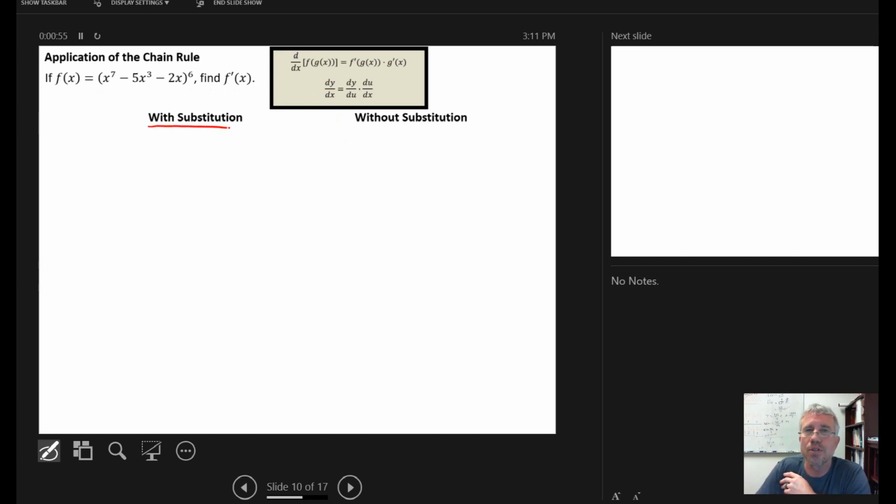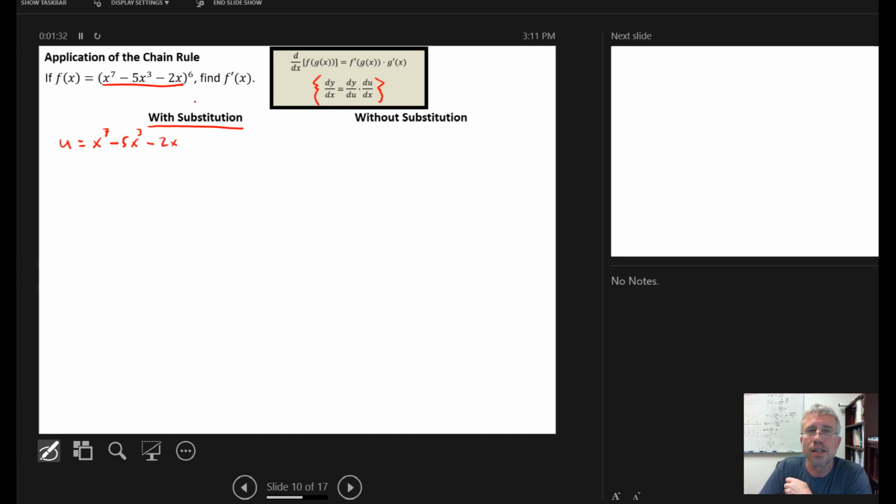If we do it with substitution, we're really thinking of it in terms of this formulation of the general chain rule. So dy dx equals dy du times du dx. And the way that you apply this technique to find the derivative of a function is you let u equal the innermost function, the function that's being input into the other function. So in this case, you would let u equal x to the 7th minus 5x cubed minus 2x.